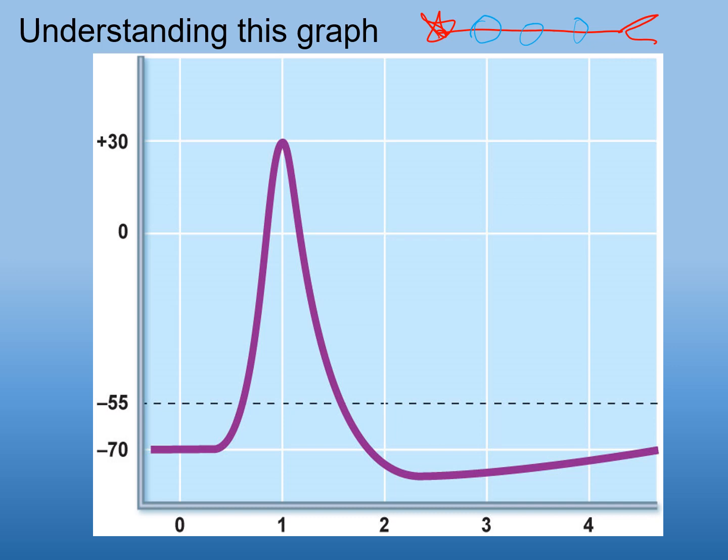It's kind of like the wave in a stadium. You have to think of the wave starting up here in the cell body and going all the way to the right. Everybody stands up. So let's understand this graph. Let's put some labels on this graph.